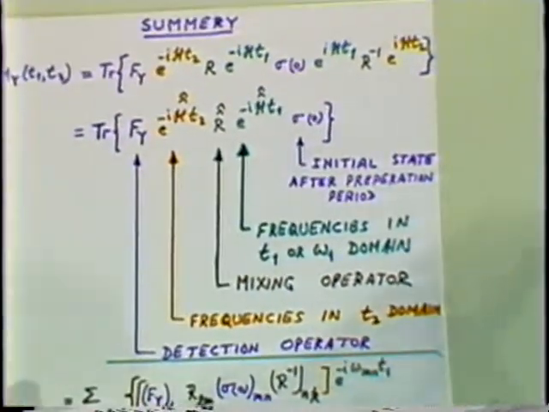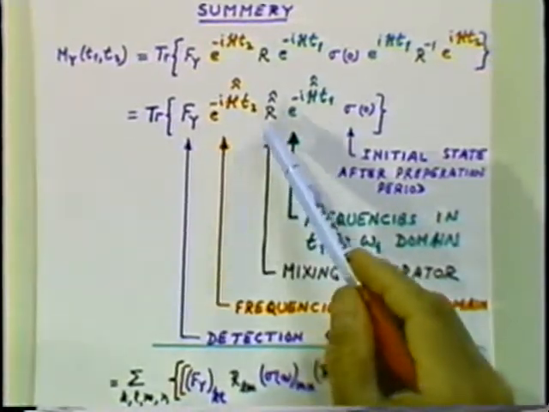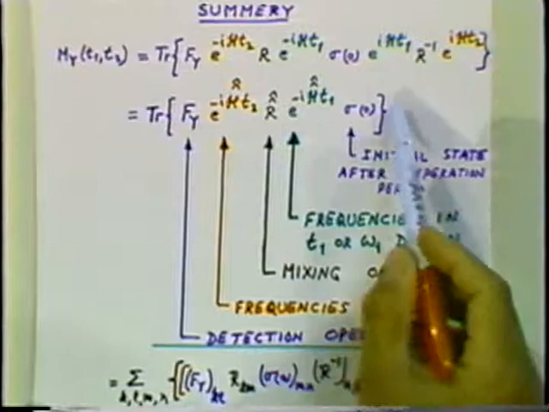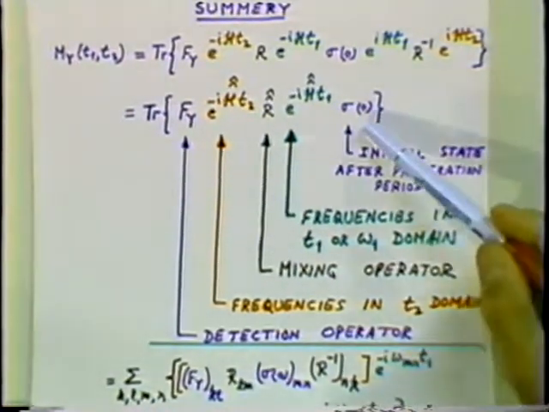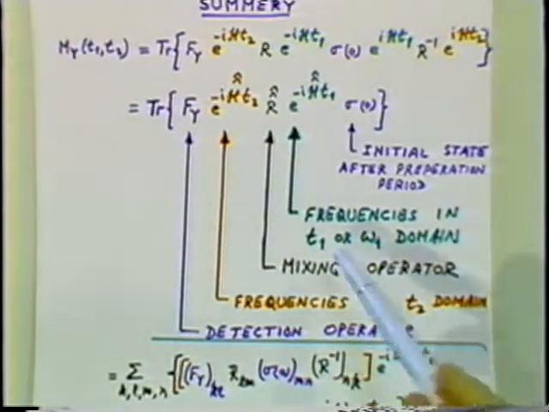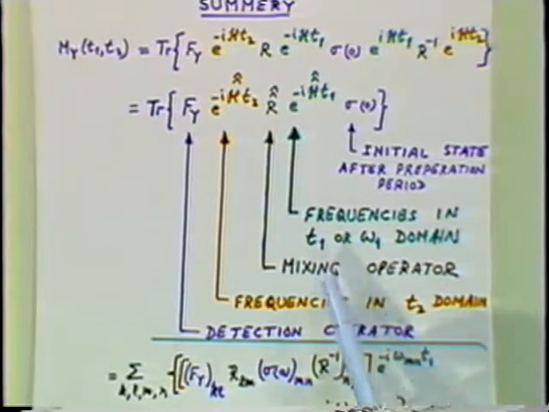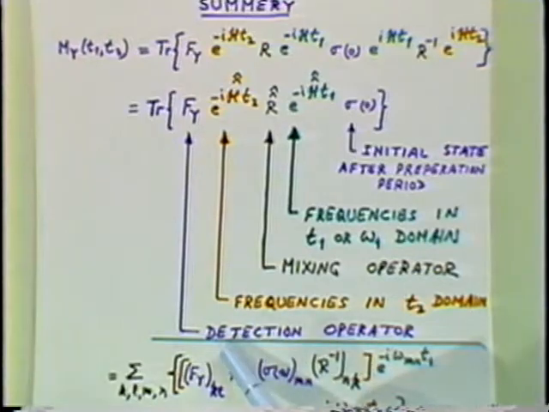You may, of course, read all the algebra. That's all right. But if you don't want to, it's not necessary. All right. Similarly, I can write two hats on the R and two hats on the H, and then I have a more compact way of writing the same thing, where sigma 0 is the initial state after the preparation period. This is the frequency. This determines the frequencies in the T1 or omega 1 domain. This is the mixing operator. The frequency is in the T2 domain, and the detection operator.